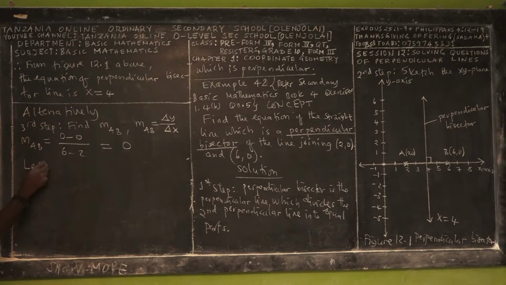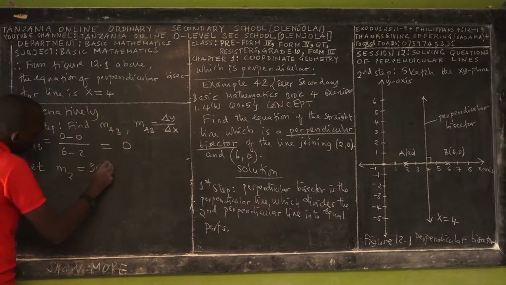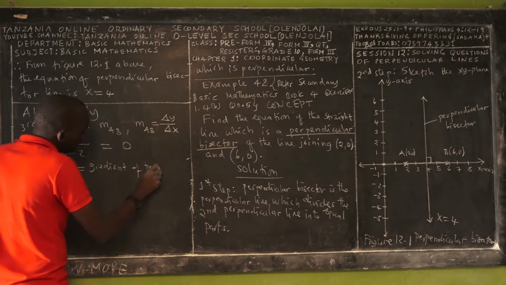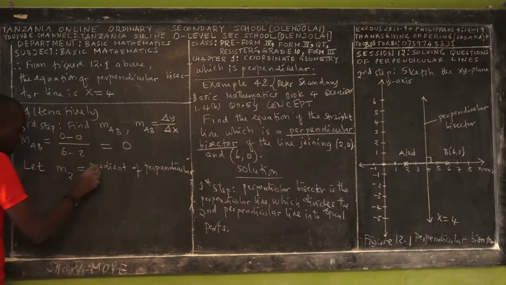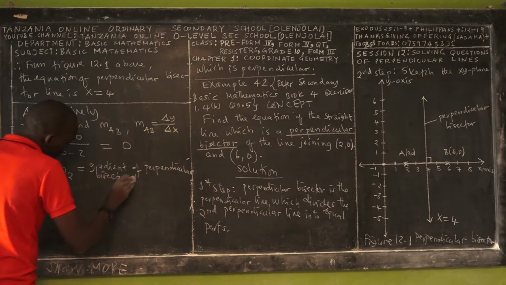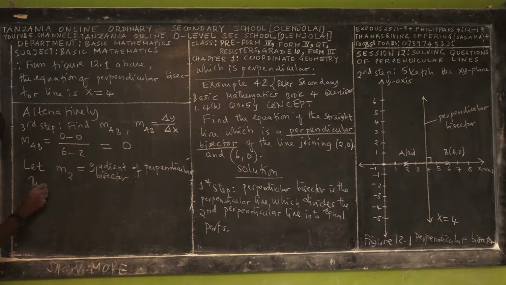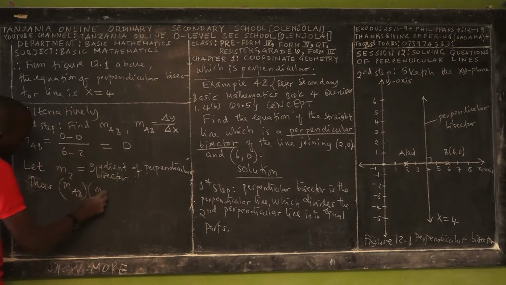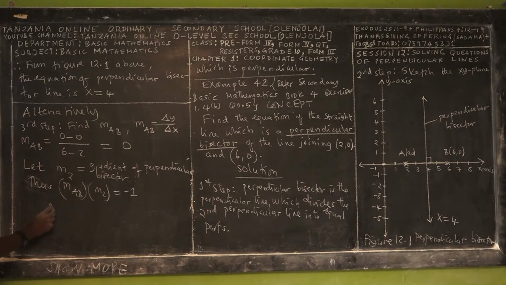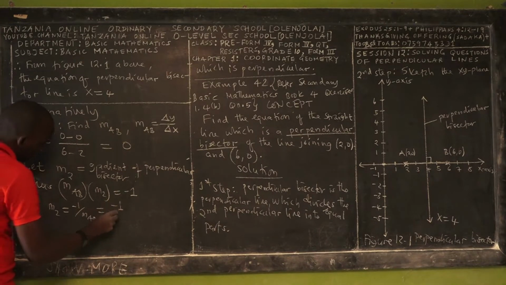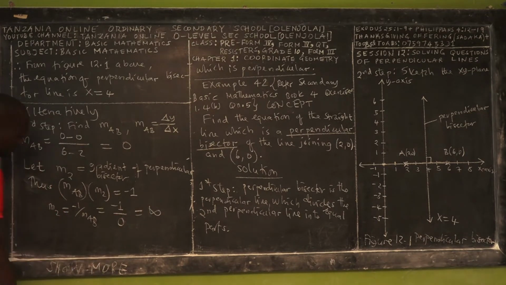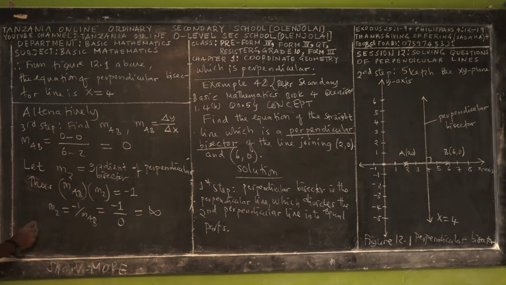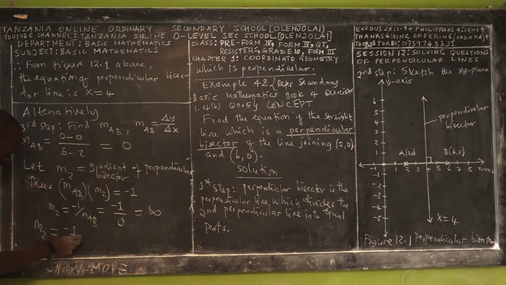Then we have to find what? Let m2 be the gradient of the perpendicular bisector. Thus, the gradient of AB multiplied by gradient m2 is equal to negative 1. So gradient m2 is equal to negative 1 over the gradient of line AB. So this is equal to negative 1 over 0. Actually, the answer is infinite, but our interest is negative. It means that we'll be using gradient m2 is equal to negative 1 over 0.